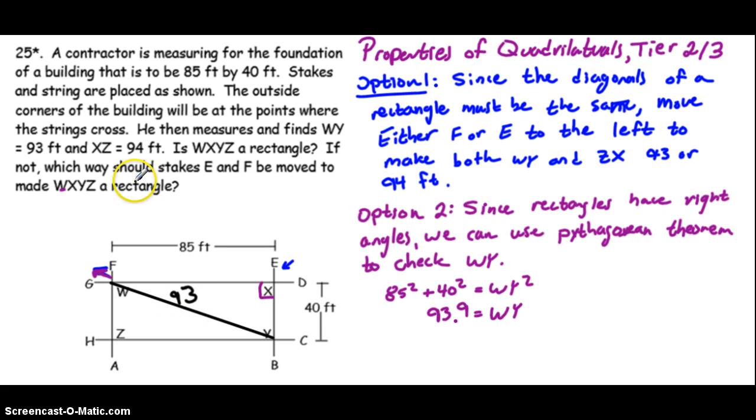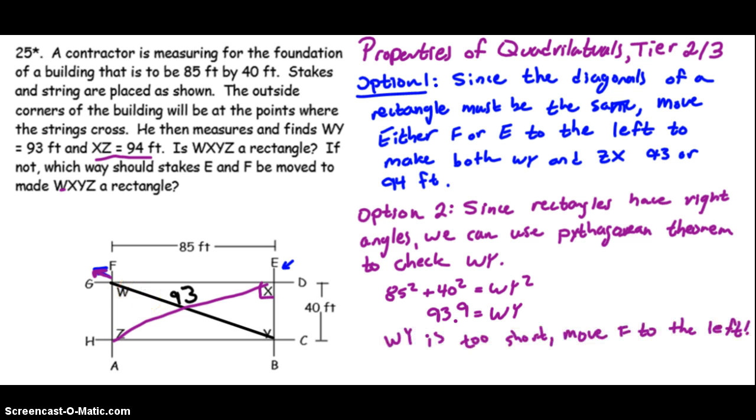It's actually really interesting because XZ, as we found out before, our other diagonal, is already 94 feet. So in fact, that doesn't need to move at all. That's already as long as it should be, and E really doesn't have to move. But it's really F, right? With this diagonal of 93, it's got to be 94 for this to be a rectangle.